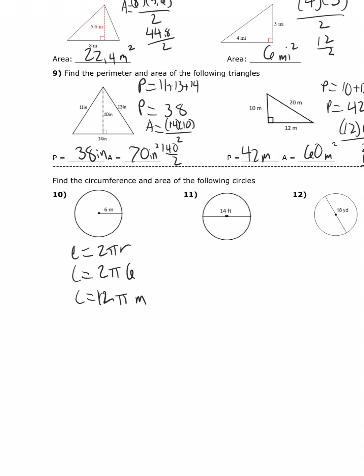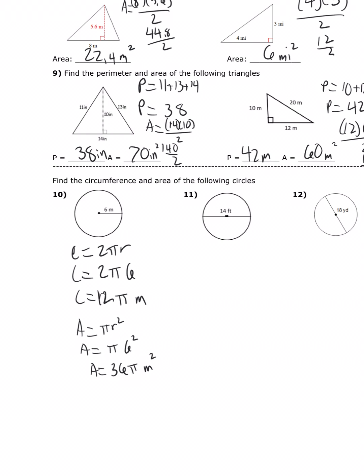The next thing we're going to do is find the area. Area of a circle is pi r squared. So we square the radius. So that's going to be 6 squared. So our area is going to be 36 pi meters squared.